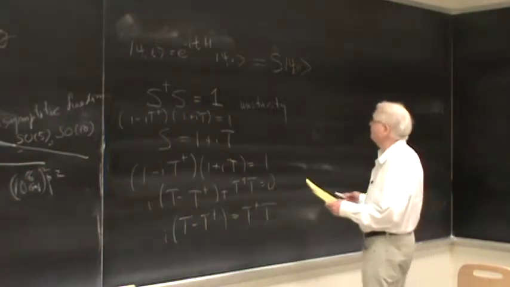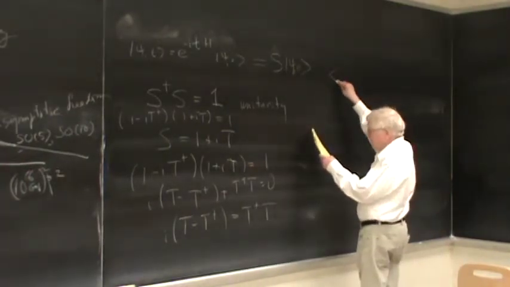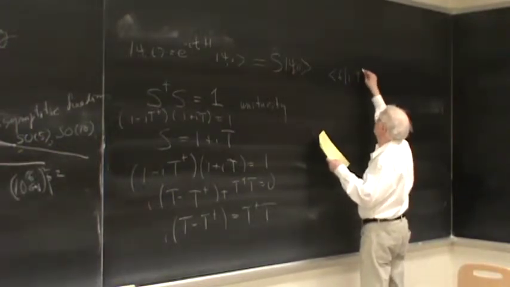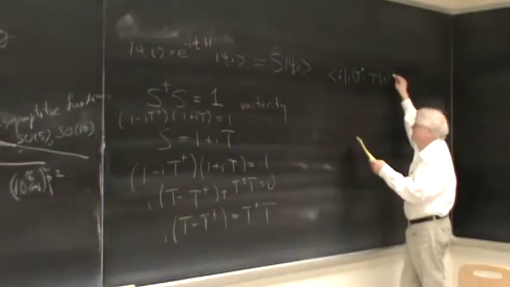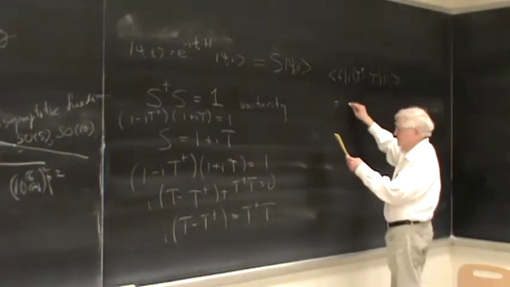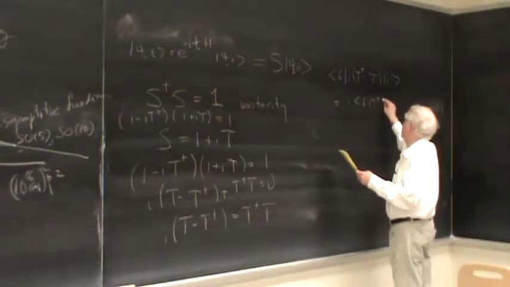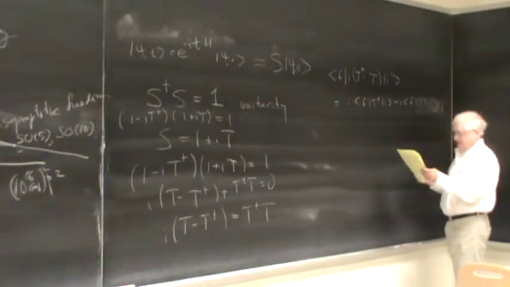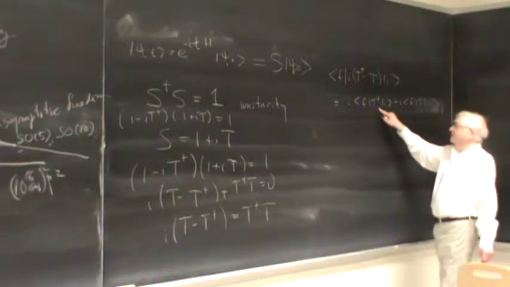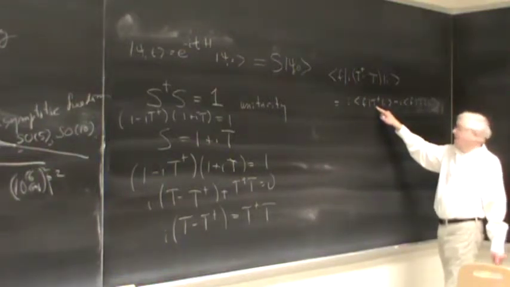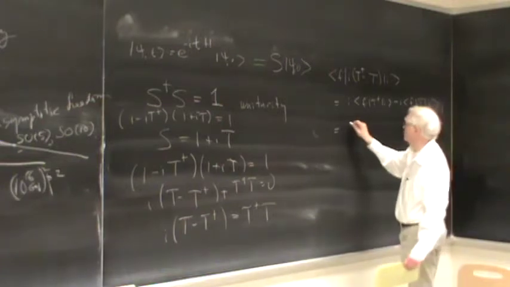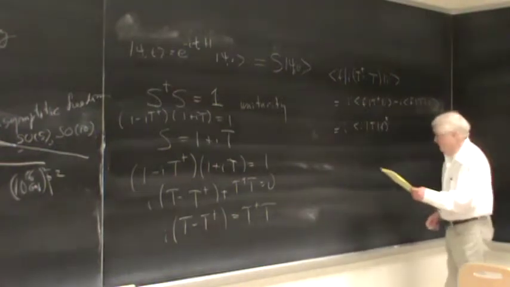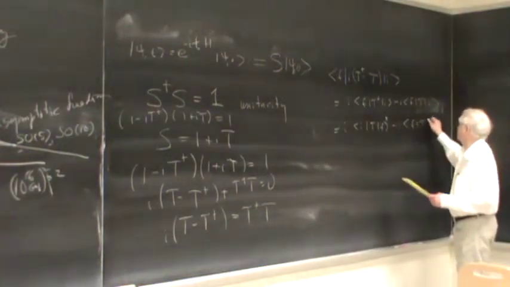And taking matrix elements with a final state, i(T dagger minus T), initial state, well, of course, this is i⟨f|T dagger|i⟩ minus i⟨f|T|i⟩, and now you know that the definition of a Hermitian operator is such that this is actually i⟨i|T|f⟩ complex conjugate minus i⟨f|T|i⟩.